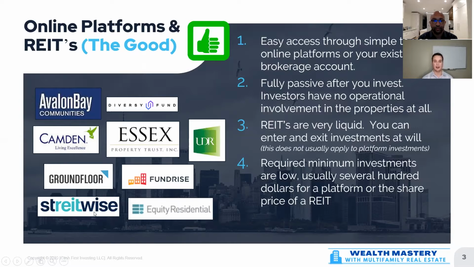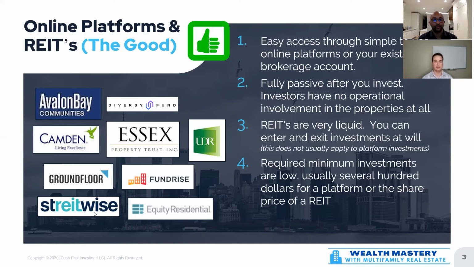And they're very easy to access, right? You can get in there and you can buy and sell shares for a lot of them whenever you want. They're fully passive, right? You buy these things, and that's it. You can walk away and just let them go. They're liquid. You can be in and out of them multiple times per day if you really wanted to. And the required minimum investments for these things are usually a lot lower. So you can get in for the price of the REIT. You could buy one share theoretically.